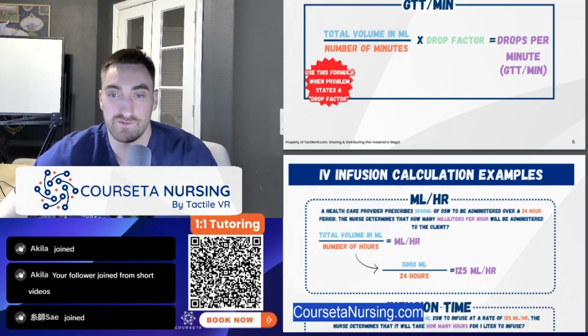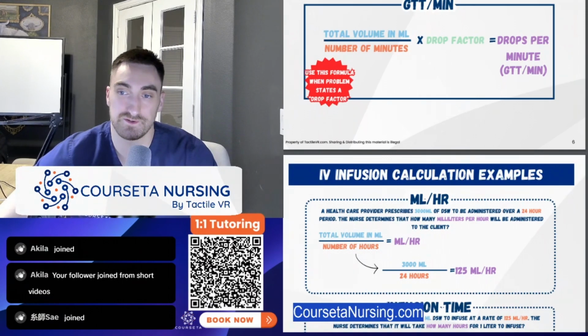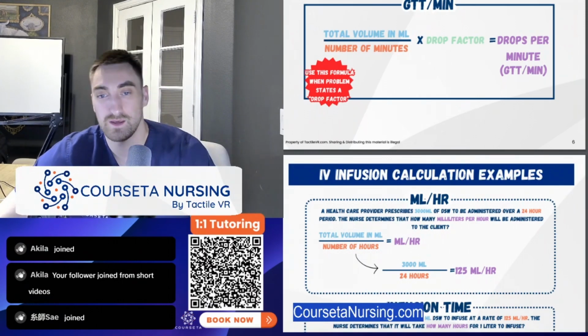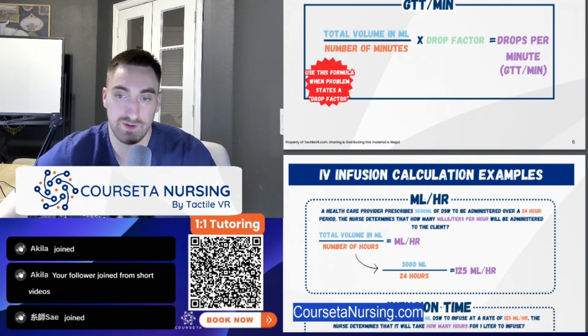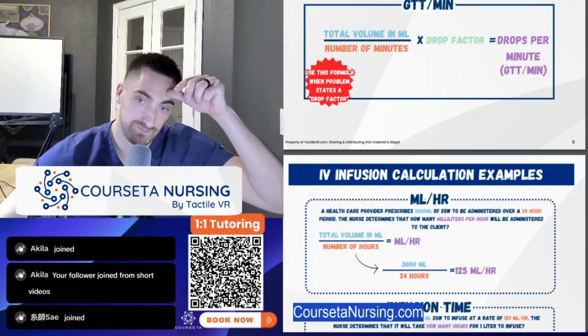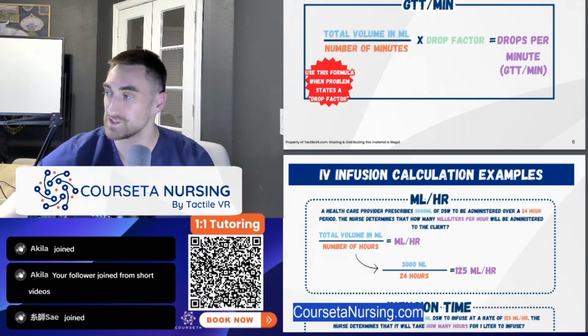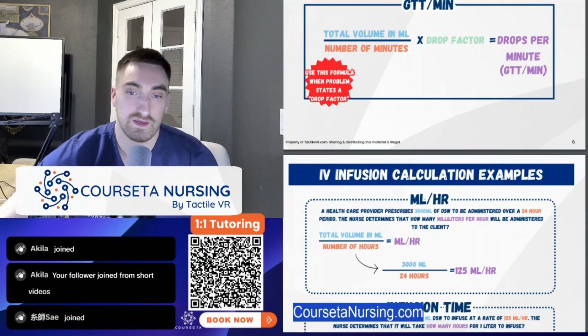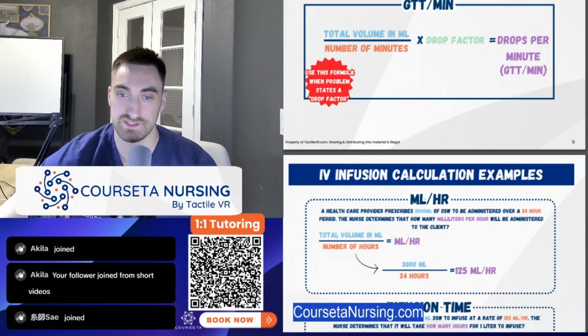A healthcare provider prescribes 3,000 mLs of D5W to be administered over a 24-hour period. The nurse determines that how many mLs per hour will be administered to the client. So this is your typical mLs per hour question that you'll get on your dosage calc exam. So you use that formula, total volume in mLs. What is that? The healthcare provider prescribes 3,000 mLs. That's the total volume in mLs.